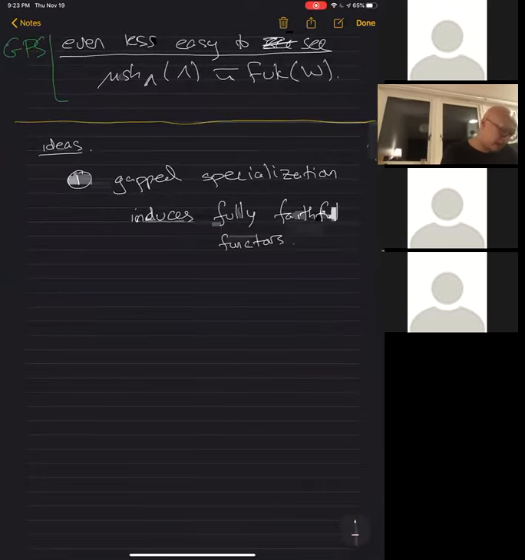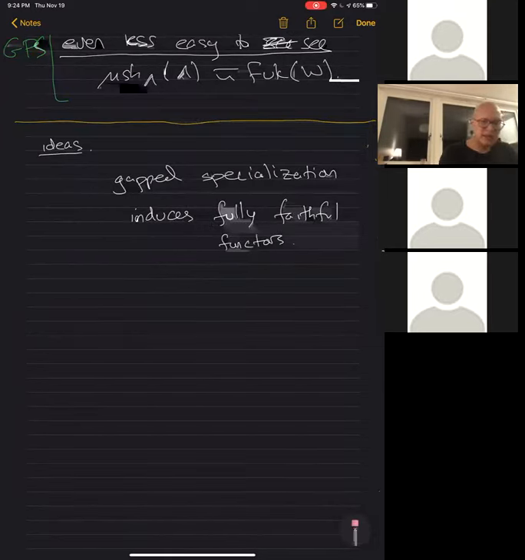And the second idea, actually, this is maybe, in some sense, both ideas. And so let me just try and tell you what is gap specialization.